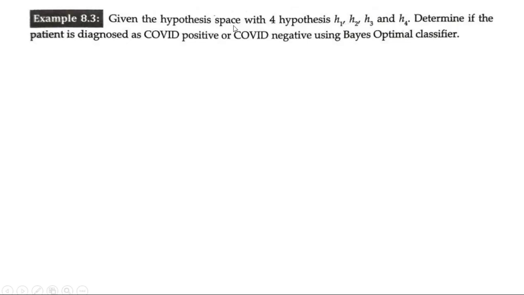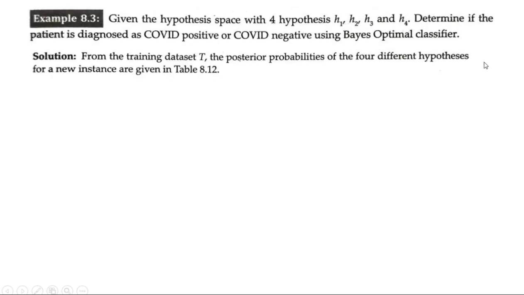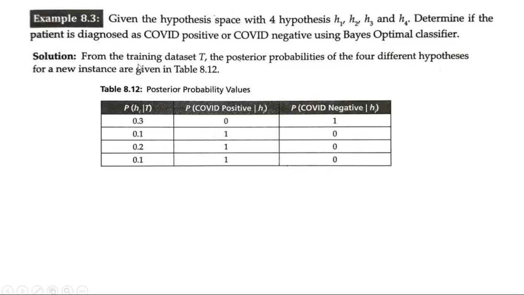Suppose I have a hypothesis space with four hypotheses H1, H2, H3, H4. We have to determine if the patient is diagnosed as COVID positive or negative using the Bayes optimal classifier. So let's say from the training data set, the posterior probabilities are already given for you. We have four hypotheses, and for all four of them the posterior probabilities are given.